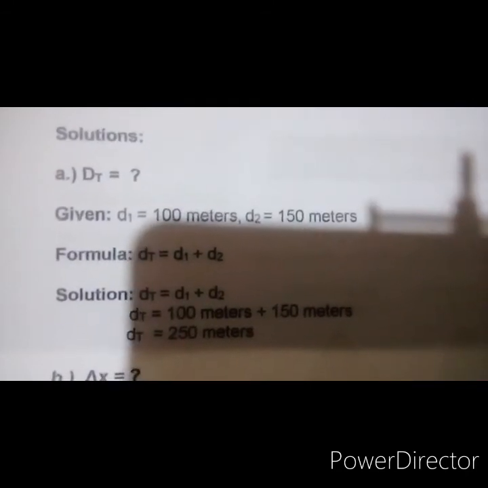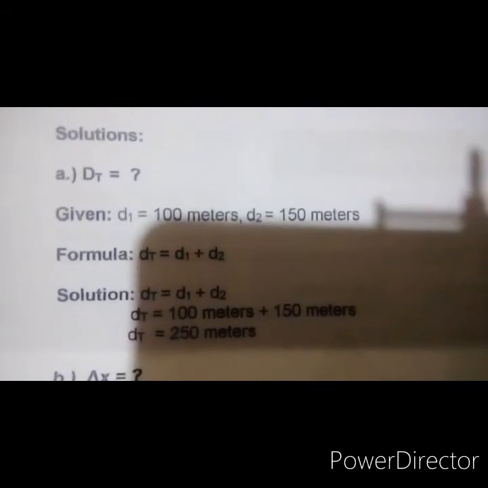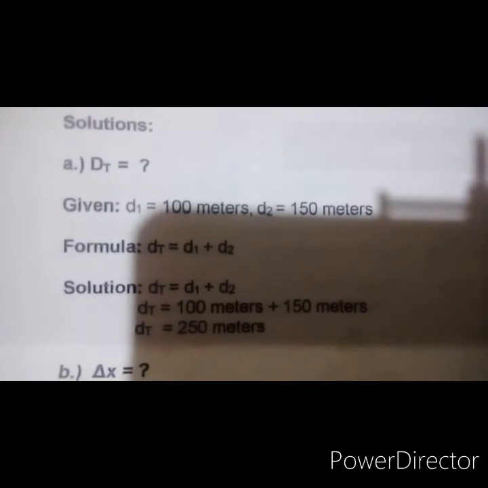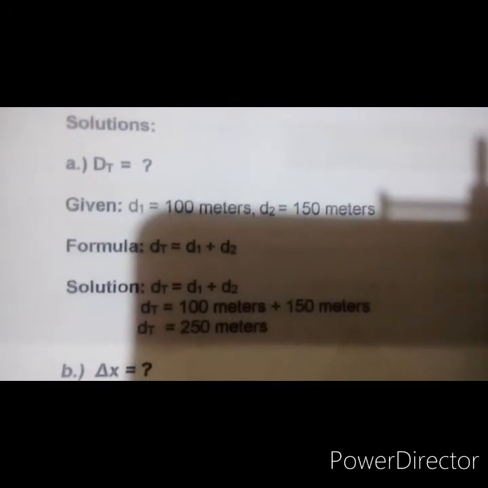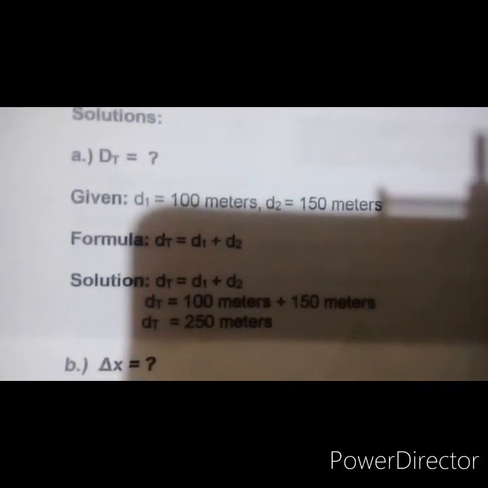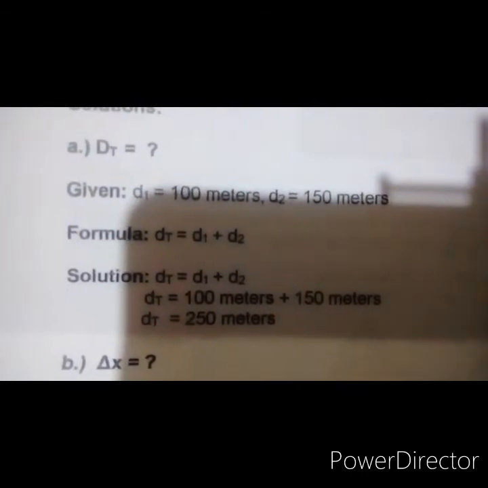So let us compute first the total distance. So we have the given 100 meters and 150 meters. So take note, for distance, all you have to do is to add. So the formula, total distance is equal to distance 1 plus distance 2. So you're going to substitute 100 meters plus 150 meters is equal to 250 meters. So that is the total distance traveled by the turtle.